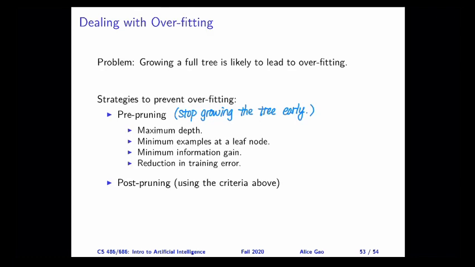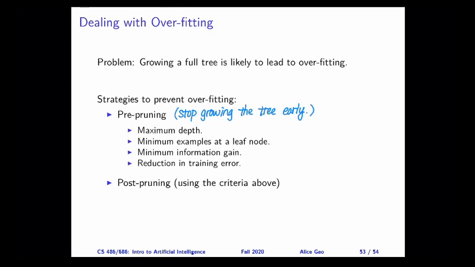A better method is post-pruning. Grow a full tree first and then trim the tree based on some criteria. Post-pruning is particularly useful when any individual feature is not informative, but multiple features working together is very informative.